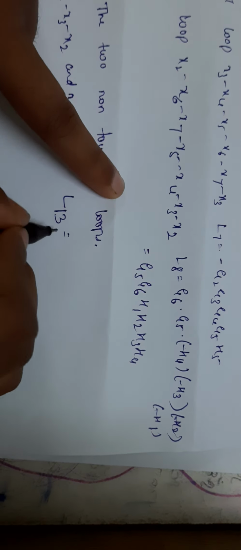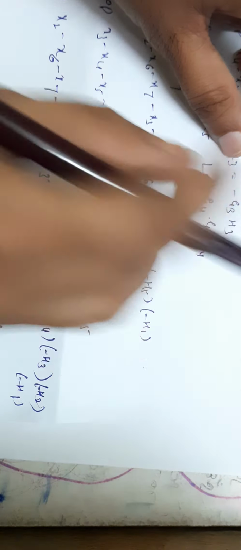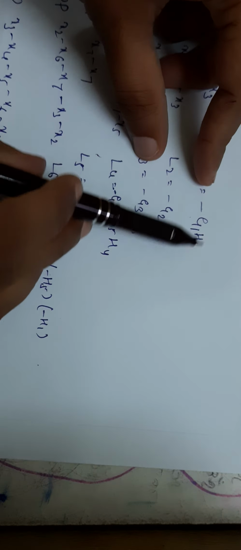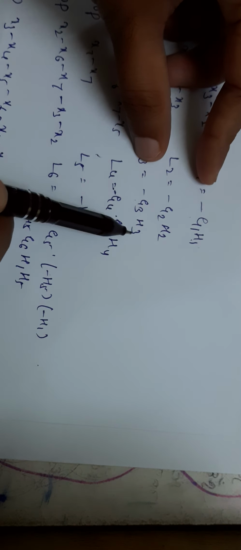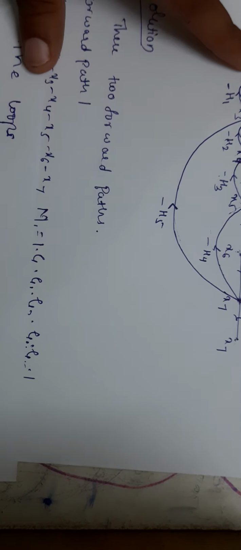We have to see L1, L3. L1, L3 is the product of G1 H1 into minus G3 H3. Minus into minus is plus, so G1 G3 H1 H3. This is the output.